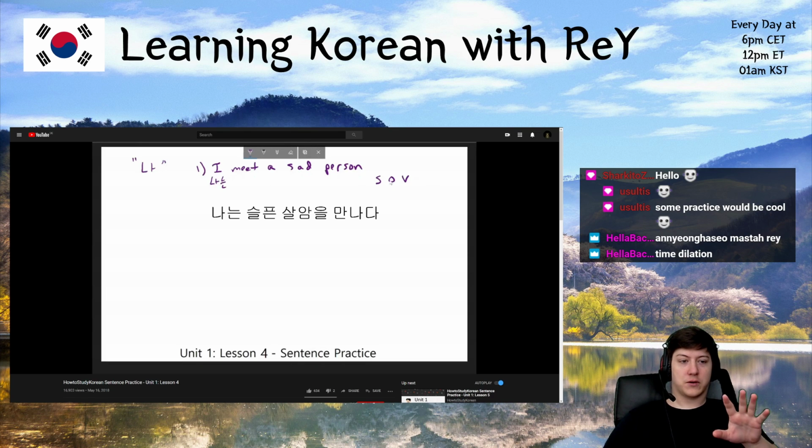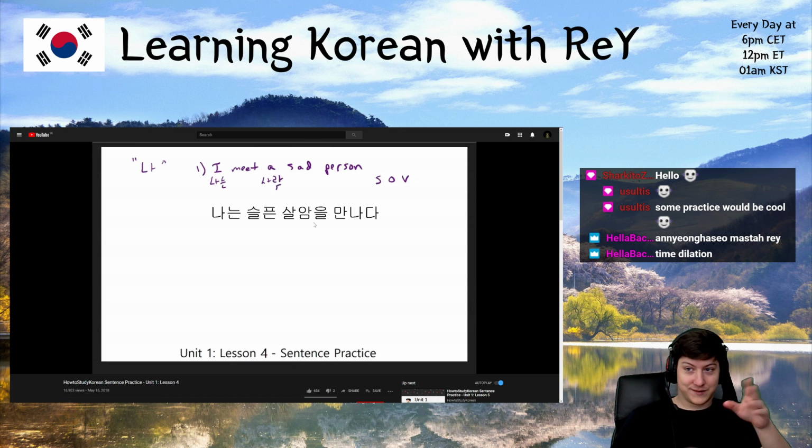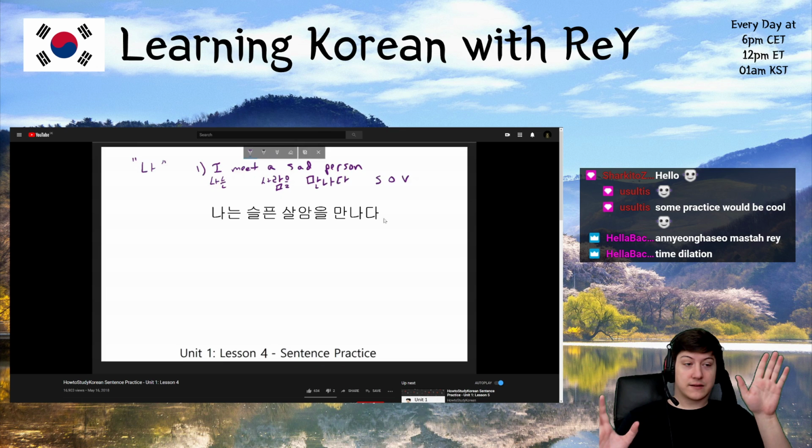Now I need to include the object, which is person, so I will put 사람, leaving a space. I also need to indicate that this is the object of the sentence by including the object particle. And now I need the verb, which is to meet, which is 만나다. We're not correct yet so far, because I need to indicate the sad part, and it's missing. I need to specifically describe the type of person that I'm meeting.